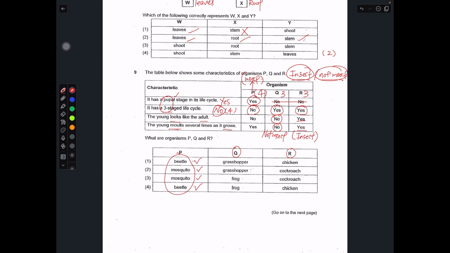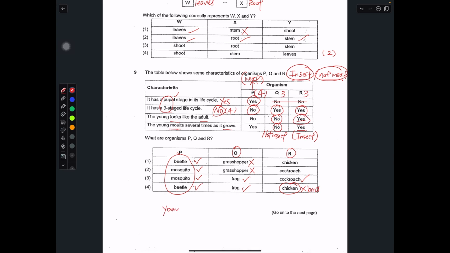So it gives you some form of clue, or it helps you to narrow down which one is the correct answer. So naturally, these 2 are not correct. It must be a 4. So just for R, then you have to choose between 3 and 4. 3 is correct, because this one is bird. Because the answer over here must be insect.